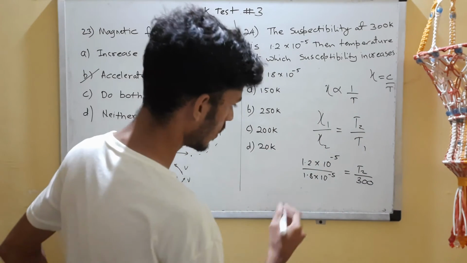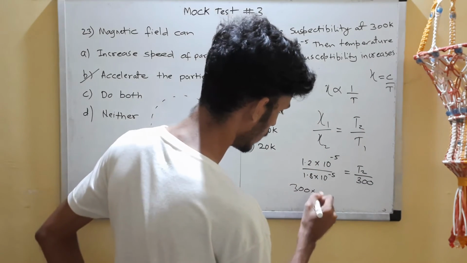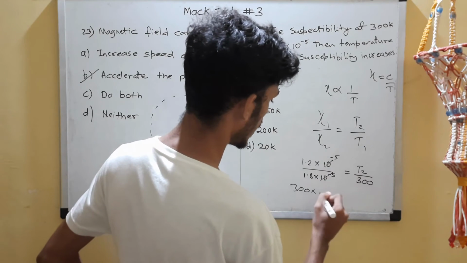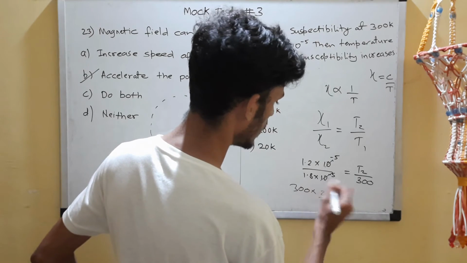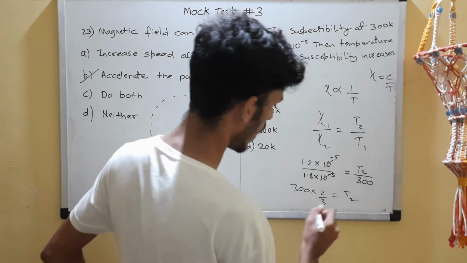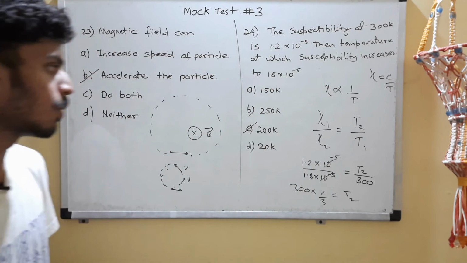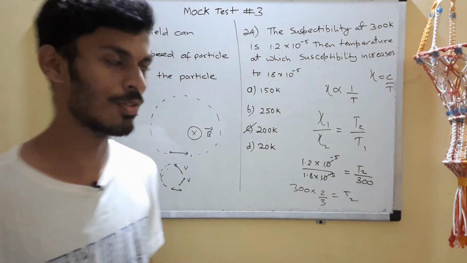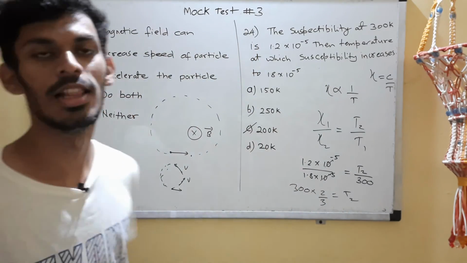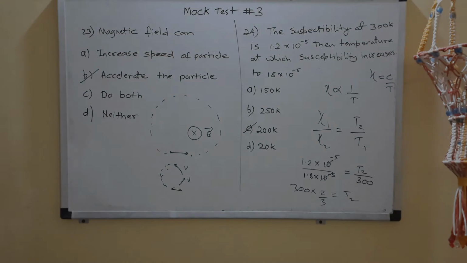So this will become 300 into this, and this will get cancelled. 2 threes are 6, and here we'll have 100 into 2, that is 200. So option C, 200 kelvins, is the correct choice over here. Simple question. Let's move to the next question.